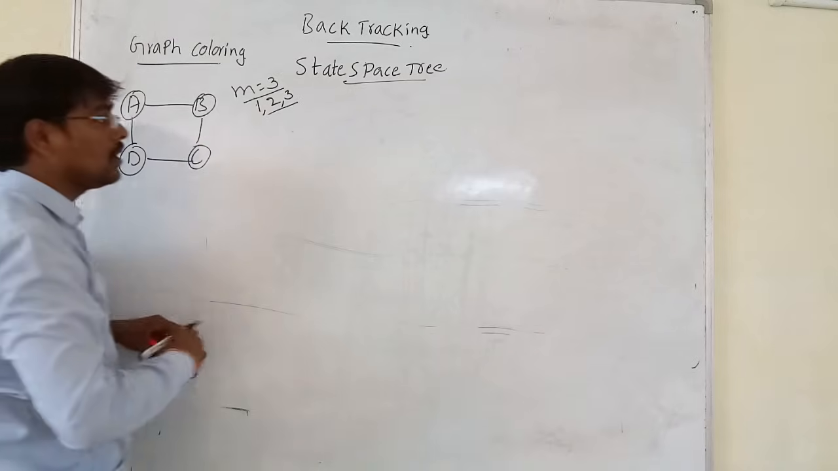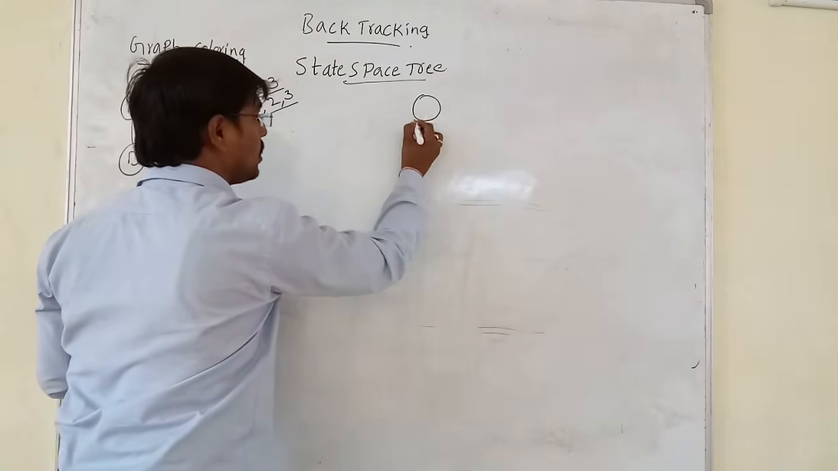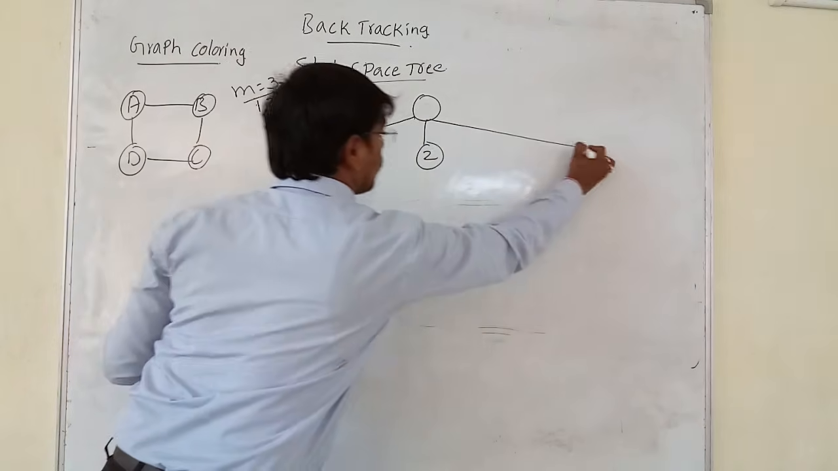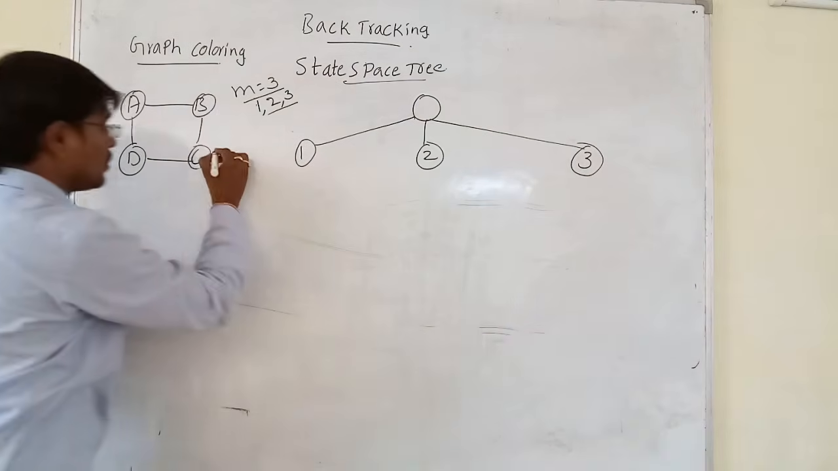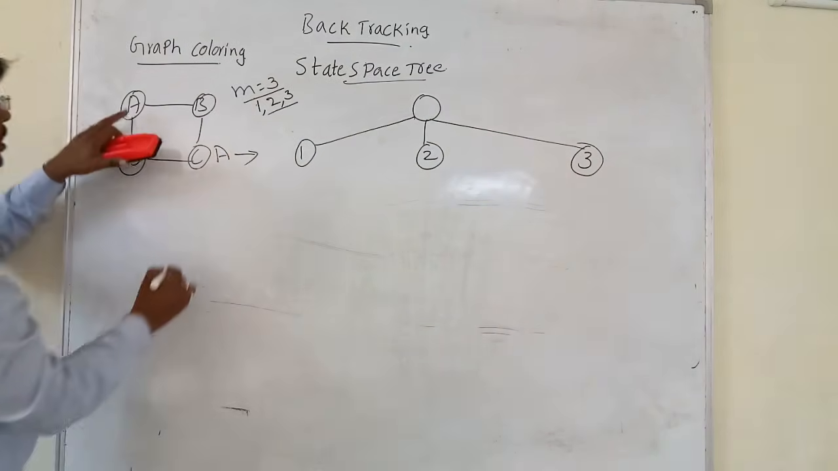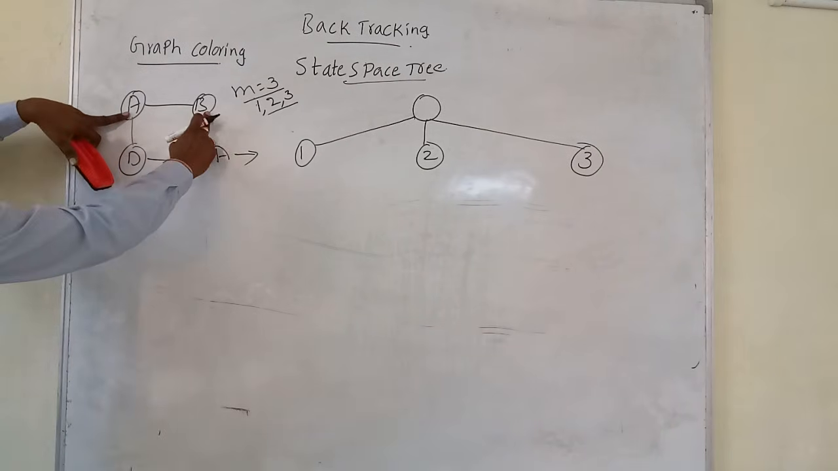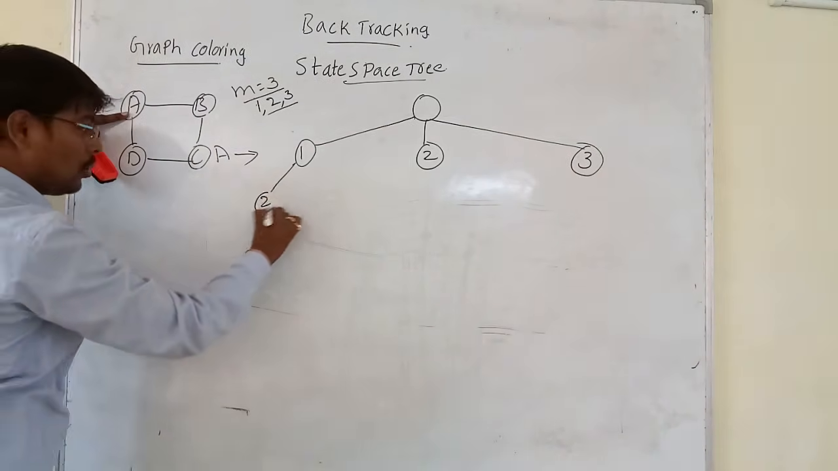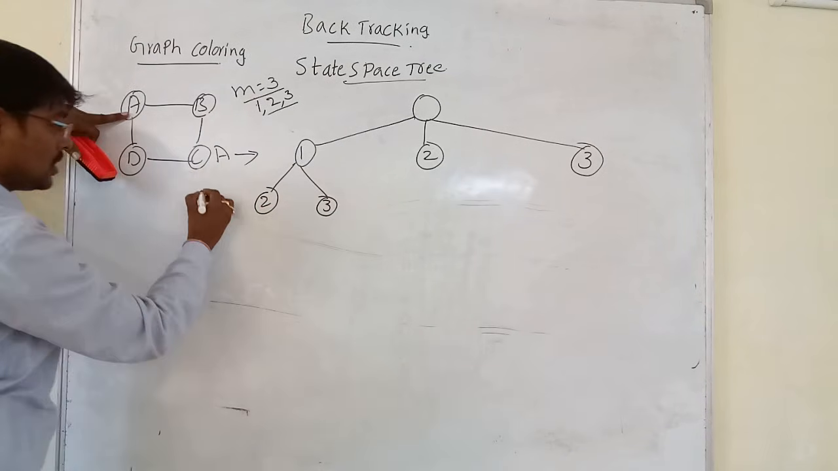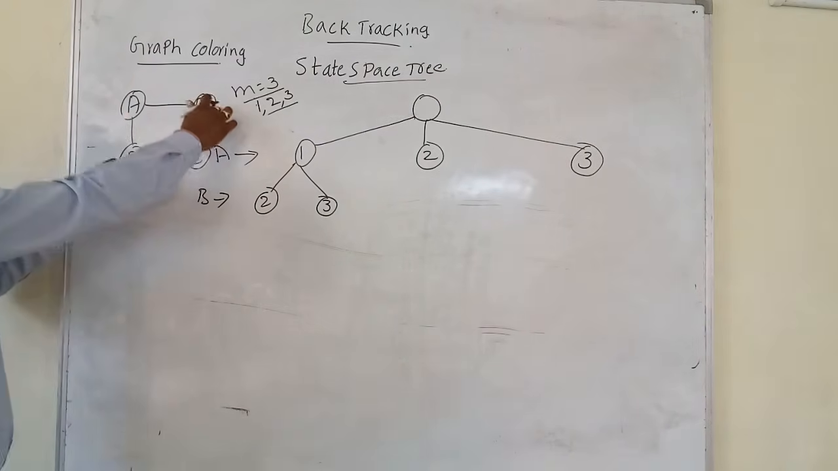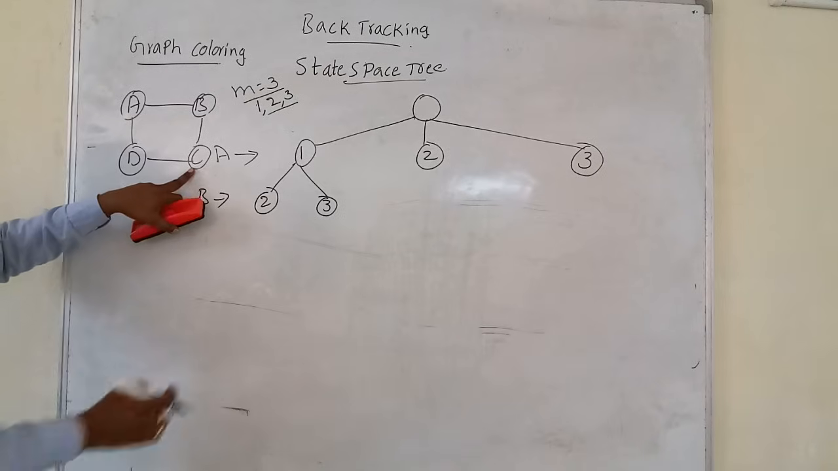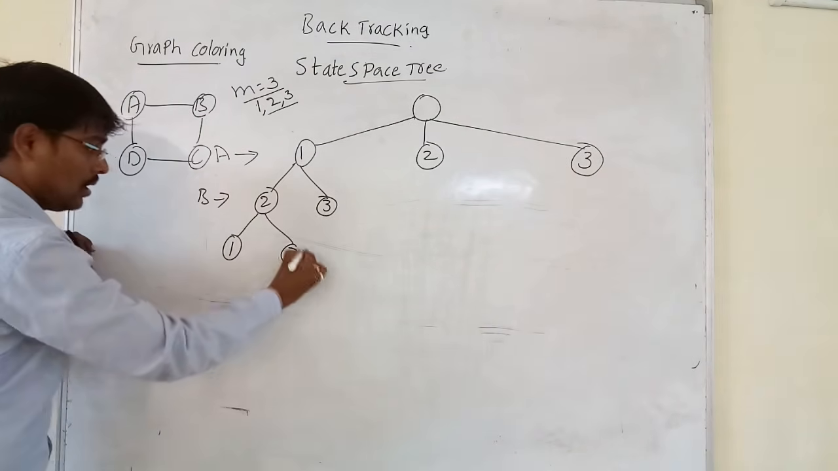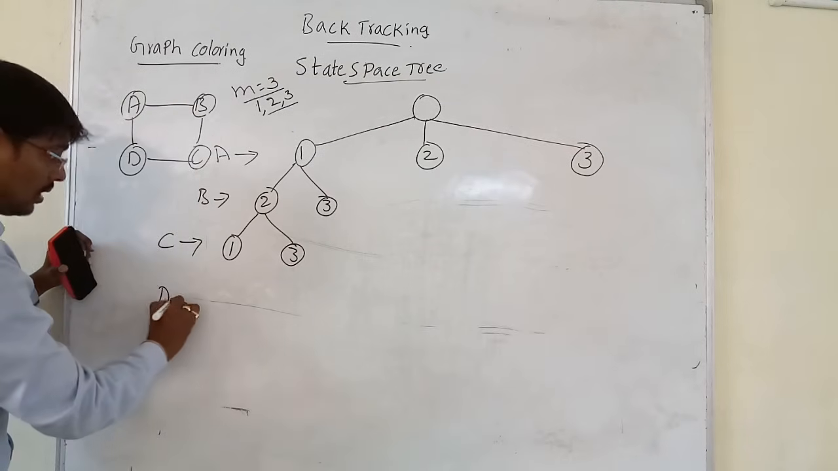To simply draw the state space tree, initially A has the possible cases 1, 2, 3. So this is for A. Now A is colored with 1. B has 2 cases. Adjacent is 1. Remaining 2 colors are 2, 3. This is for B. Suppose B is colored with 2. C has 2 cases, either 1 or 3. This is for C. Now D.